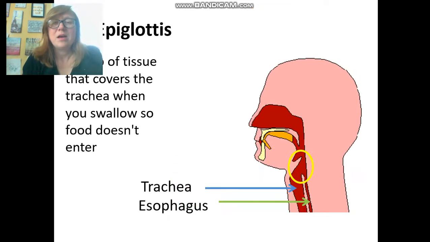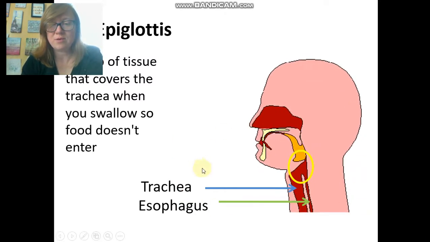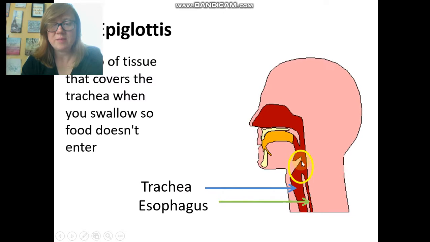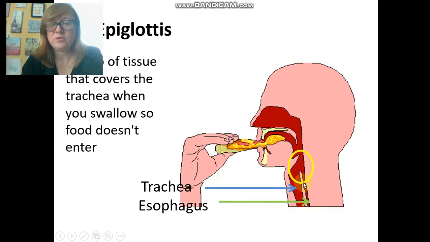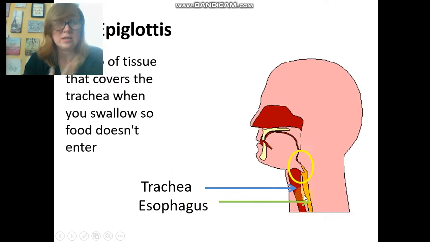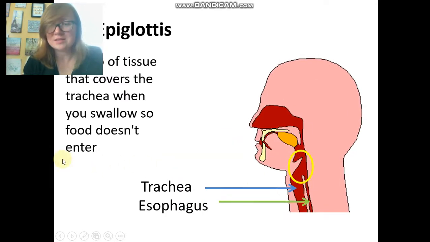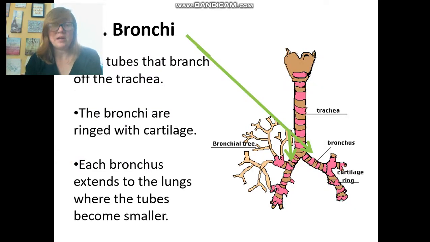We're pretty cool. Then you have the epiglottis. Now the epiglottis is really cool. Watch it work. It's this pointy flap, and when you swallow, it flaps down and covers your trachea. So food goes down your esophagus, not into your trachea and then into your lungs. Thanks, epiglottis. Then you have your bronchi. They're also ringed with cartilage, and they split off. It's like you have the main highway of the trachea, and then it splits into the little roads called the bronchi, and they branch off into your lungs. Then they become smaller and smaller and smaller.